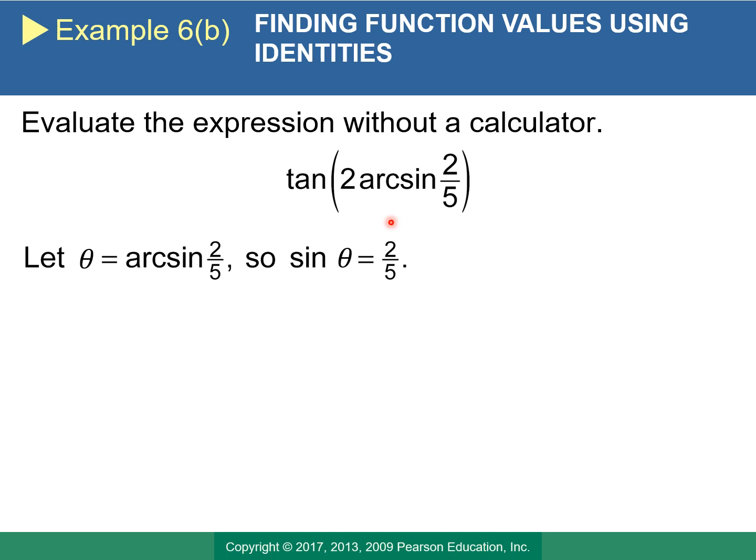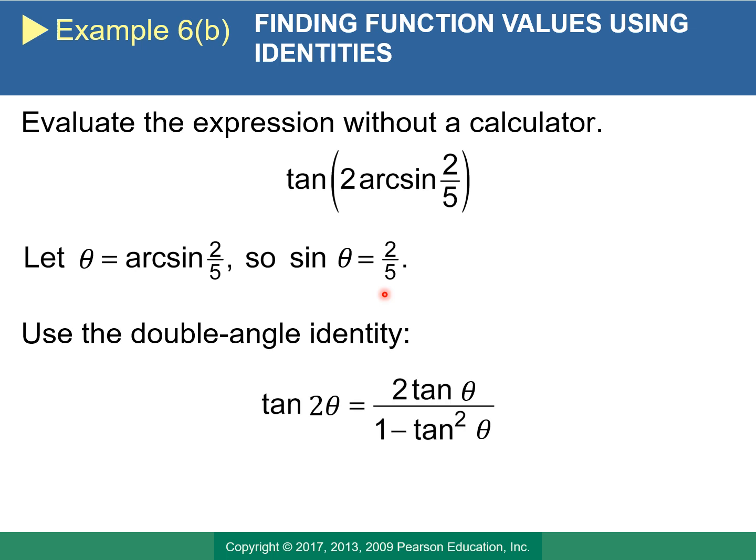Let's call this angle for arcsine theta. So arcsine 2/5 equal to theta implies that sine of theta is 2/5. Then we'll use our double angle identity for tangent, which we learned in a previous section. Tangent of twice an angle theta equals this expression here.